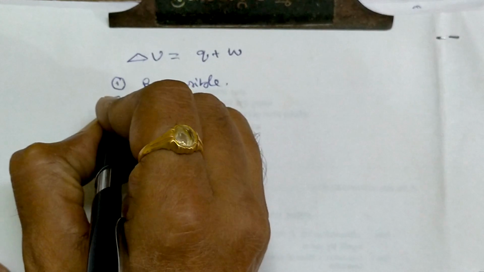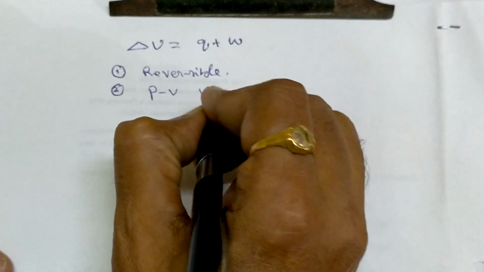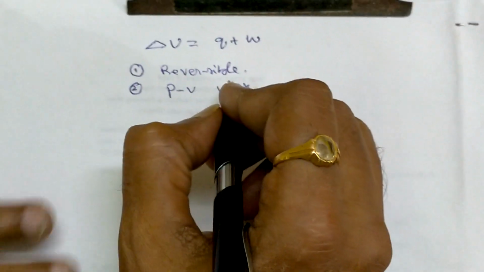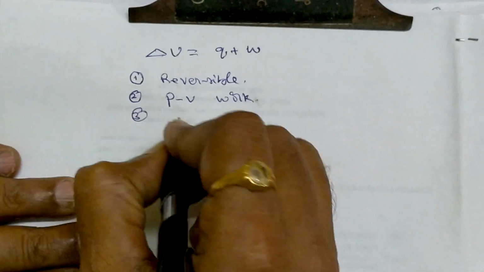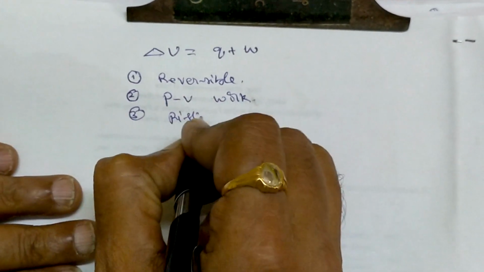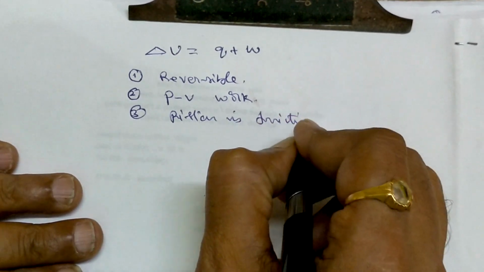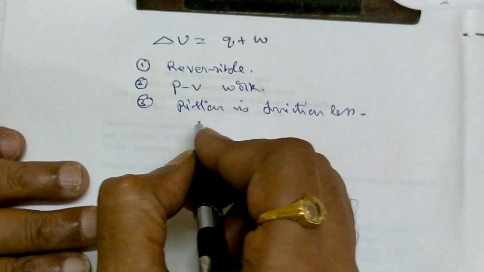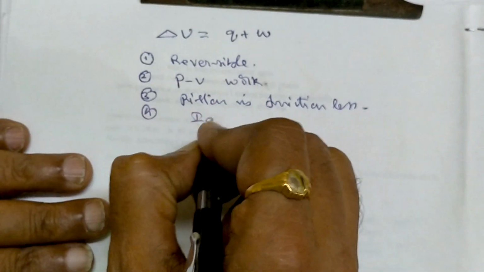The second thing I am considering is that it is a pressure volume work. I am considering only pressure volume work, that is mechanical work. I am using a cylinder and a piston, and the piston is frictionless. Frictionless piston means it is not taking any energy. I am assuming this. The fourth is ideal gas.